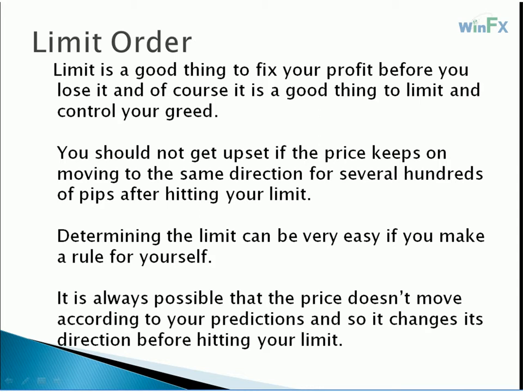Determining the limit can be very easy if you make a rule for yourself. For example, if you say, I will be happy with 20 pips and want my position to be closed when I have made it. But it can be hard and complicated if you want to determine the final destination of the price and set your limit according to it. It is always possible that the price doesn't move according to your prediction, and so it changes its direction before hitting a limit, and so you have to be very careful.